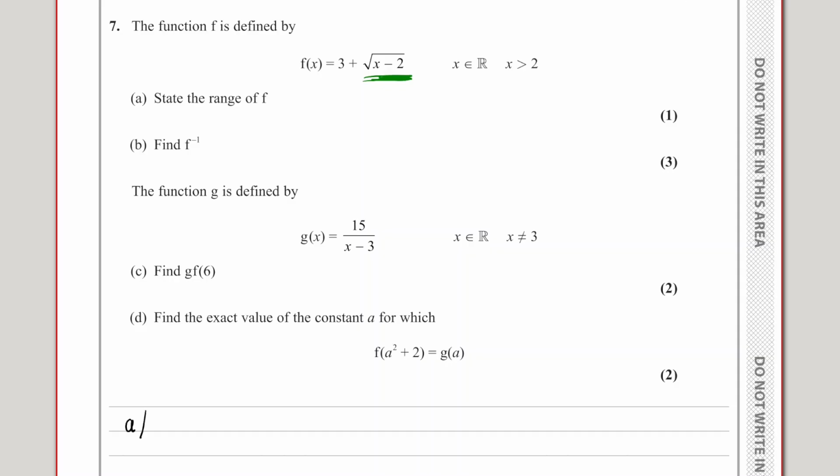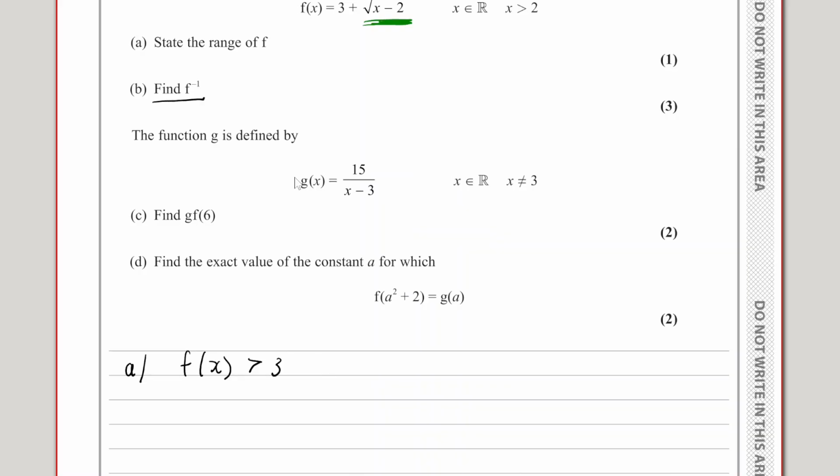So f of x is going to have to be bigger than 3. Find f minus 1, our inverse function, the function that does the opposite thing to f of x. So I'm going to rewrite it as y equals, and then rearrange it to make x the subject. And from there, we'll be able to see what the inverse function is.